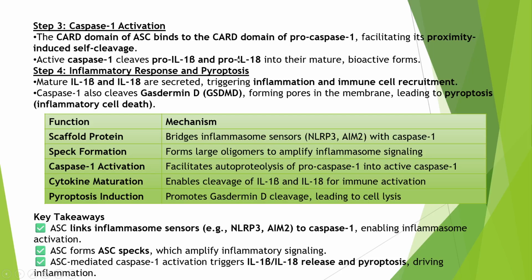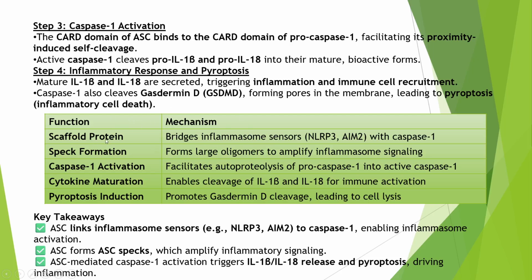So now once they are cleaved and activated, they will have that biological function. So then inflammatory response and pyroptosis is triggered. Then mature IL-1 beta and IL-18, that is your active IL-1 beta and IL-18, are secreted, triggering inflammation, and immune cell recruitment occurs. Then caspase 1 also cleaves gasdermin. This leads to formation of pores in the membrane, which will then cause pyroptosis, that is inflammatory cell death.